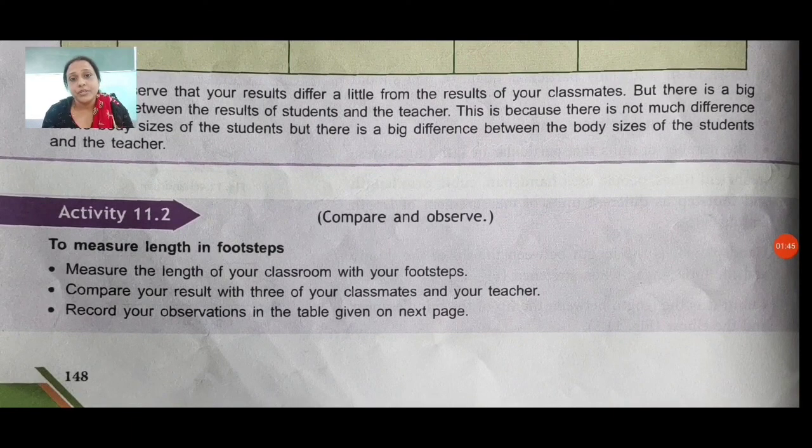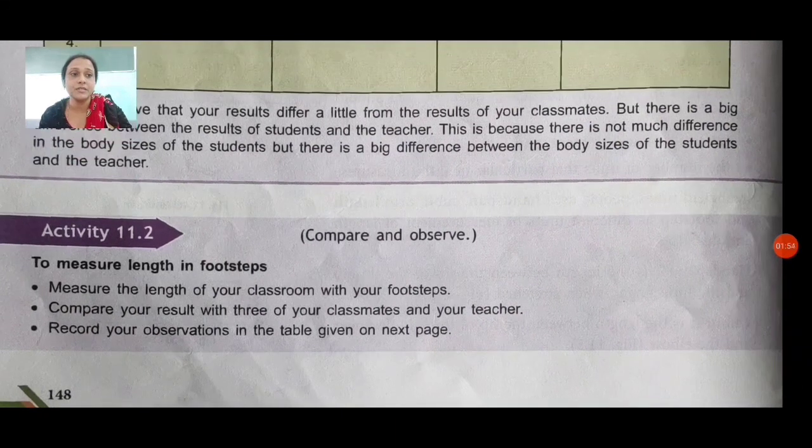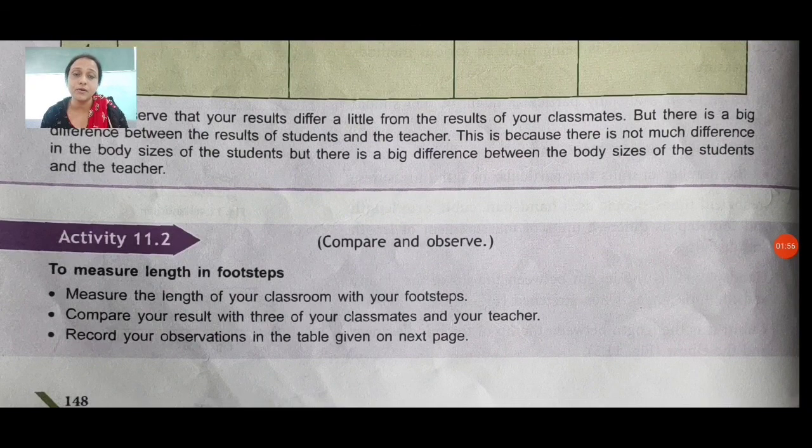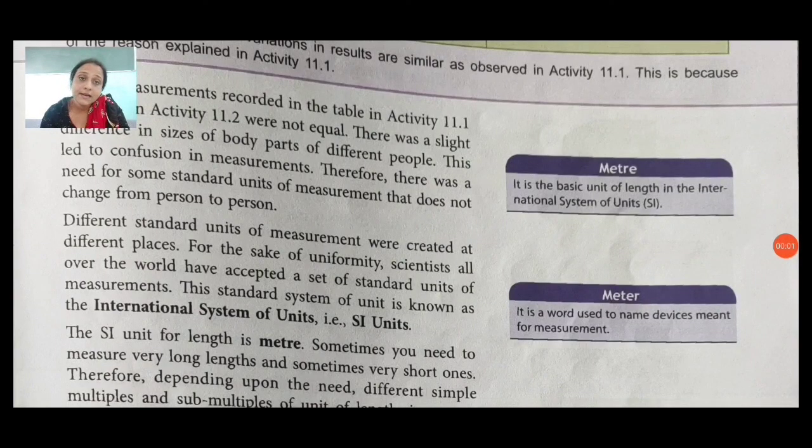Then activity 11.2 to measure length in footsteps. In this we also get different measurements from one person to another person, because the length of foot from one person to another is not always the same. After doing this activity, you will get the measurements. All measurements are different from each other. You cannot get the same equal measurement. There was a slight difference between them, because the body size of every person differs from one person to another. This led to confusion in measurements.